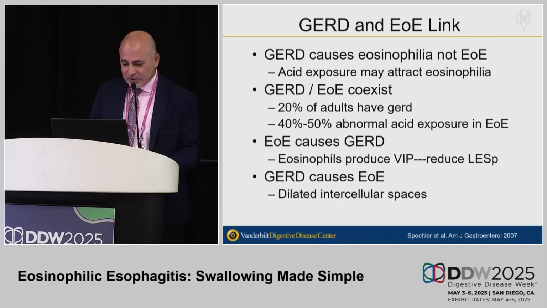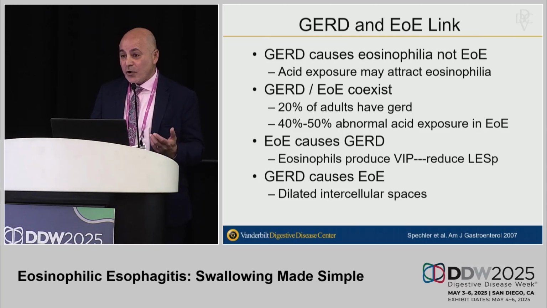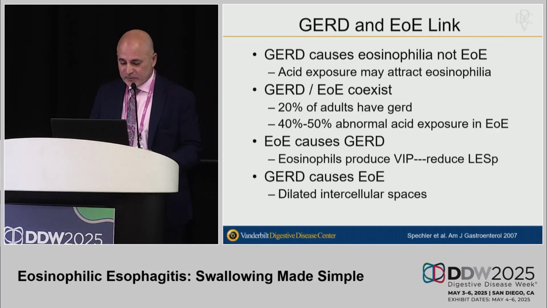And there was this discussion of the GERD and EOE link. So we know GERD causes eosinophilia. We talked about that, no argument. What if GERD and EOE coexist? That was an argument. There's also potential for EOE causing GERD. The thought is that through VIP and relaxation of the LES, maybe EOE is actually causal to it. And finally, the question at hand, GERD causing EOE, and that's through dilated intercellular space. These are the mechanisms through which this argument is going back and forth.